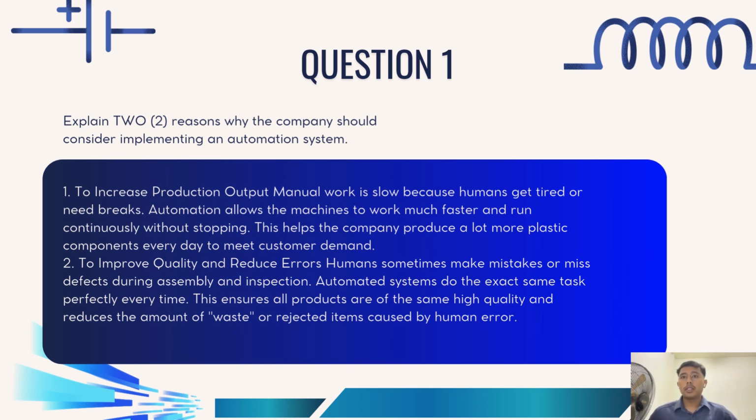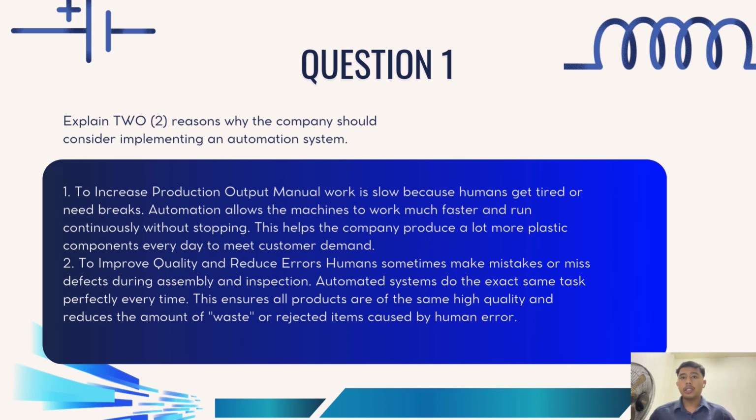So the first reason why the company should consider implementing an automation system is to increase production output. Manual production output is too slow because humans get tired or they need breaks. Automation will allow the machine to work much faster and run continuously without stopping. This helps the company to produce a lot more plastic components every day to meet their customer demand.